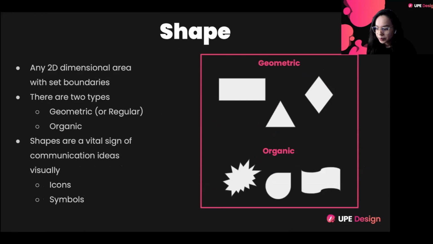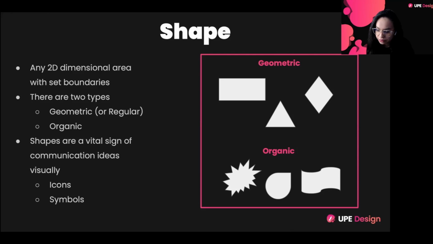We have the shape, which is any 2-dimensional area with set boundaries. There are 2 types, geometric, regular, or organic. So a geometric shape is a shape that basically has set boundaries. These are the ones that we already know: circles, parallelograms, triangles, rhombuses, octagons, hexagons, and so on.